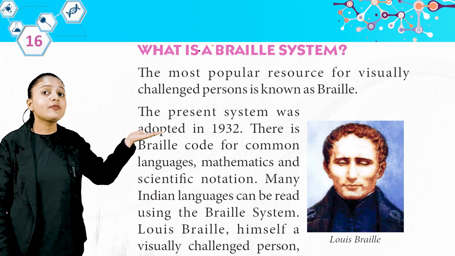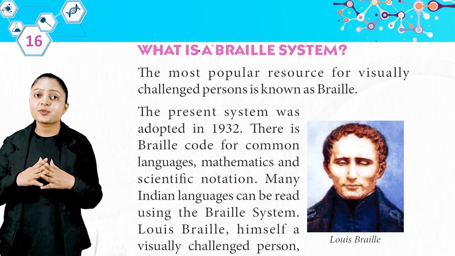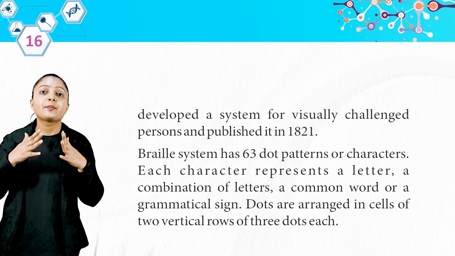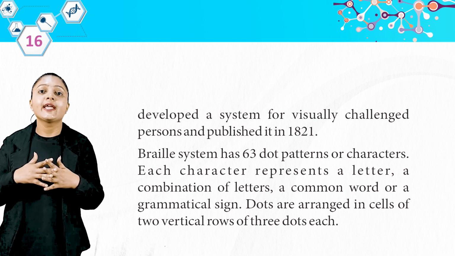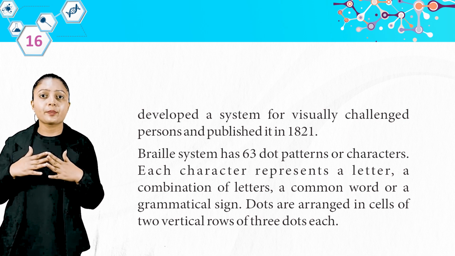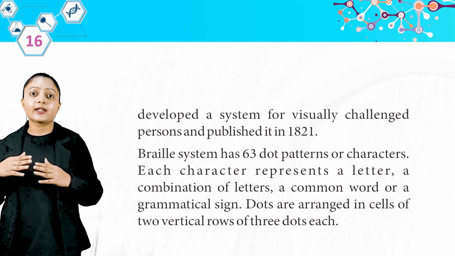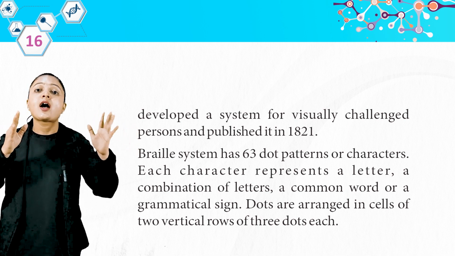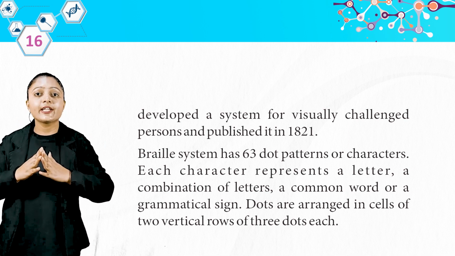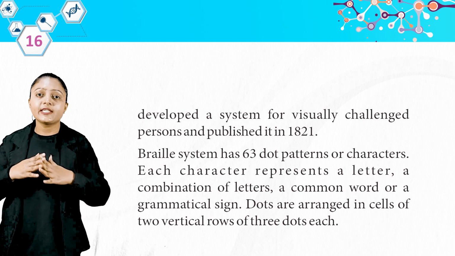This is the image of Louis Braille. Louis Braille, himself a visually challenged person, developed a system for visually challenged persons and published it in 1821. Braille system has 63 dot patterns or characters. Each character represents a letter, a combination of letters, a common word, or a grammatical sign. Dots are arranged in cells of 2 vertical rows of 3 dots each.